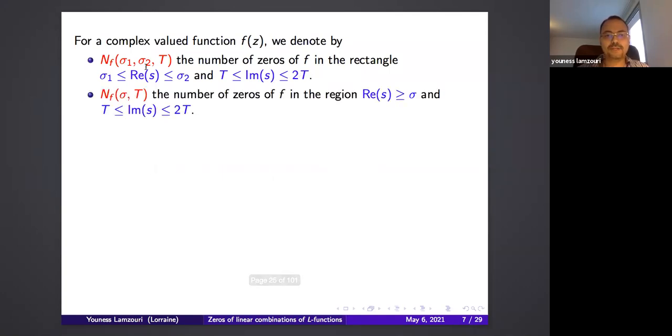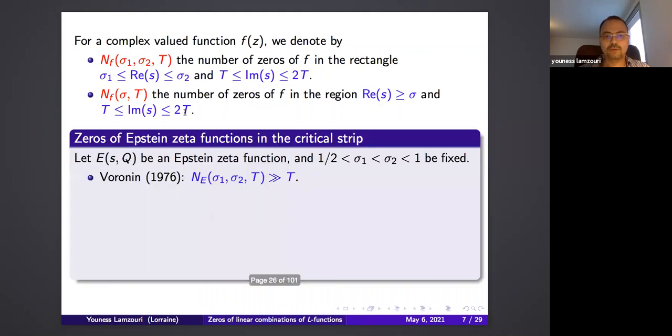And then N f, sigma, T will be the number of zeros to the right of sigma. So if you want to use this notation, you turn sigma 2 to infinity, and then you have N f, sigma, T. This is the number of zeros of f in the region real s greater than sigma and imaginary s between capital T and 2 capital T. So what do we know about the zeros of these Epstein zeta functions inside the critical strip? This is the region where it's most interesting.